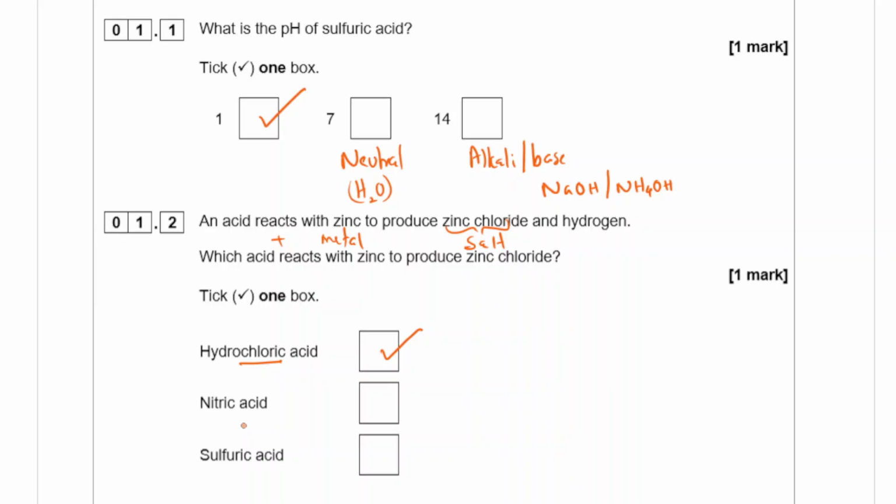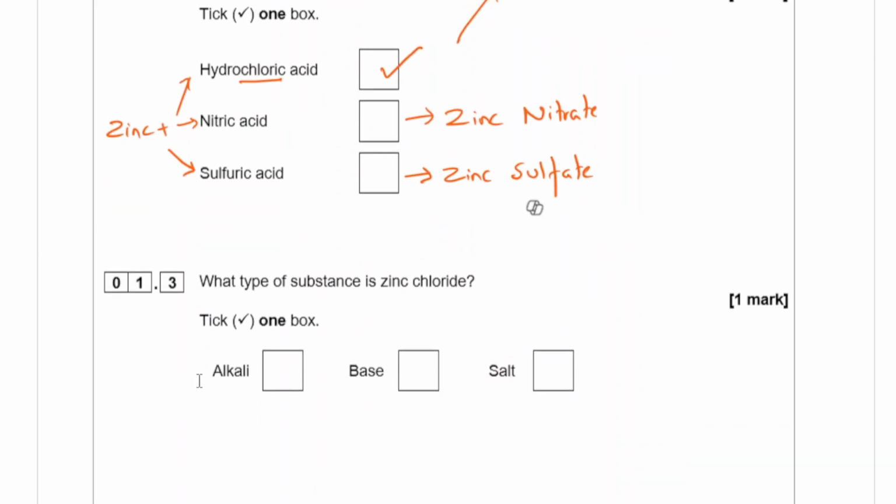If you react zinc plus hydrochloric acid, you will get zinc chloride. If you react it with nitric acid, you would get zinc nitrate. And if you react it with sulfuric acid, you'd get zinc sulfate. What type of substance is zinc chloride? Zinc chloride is a salt.